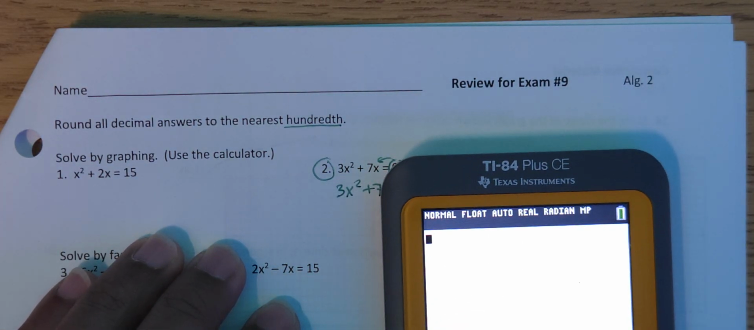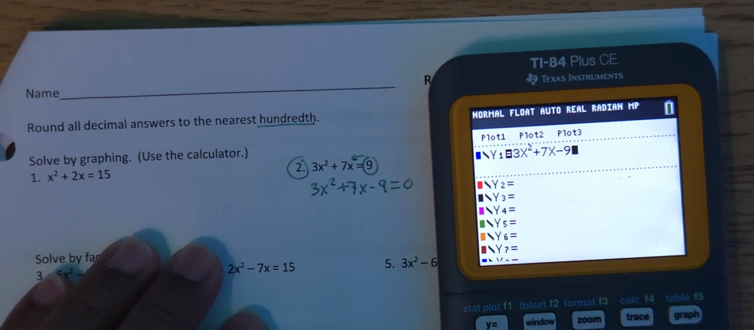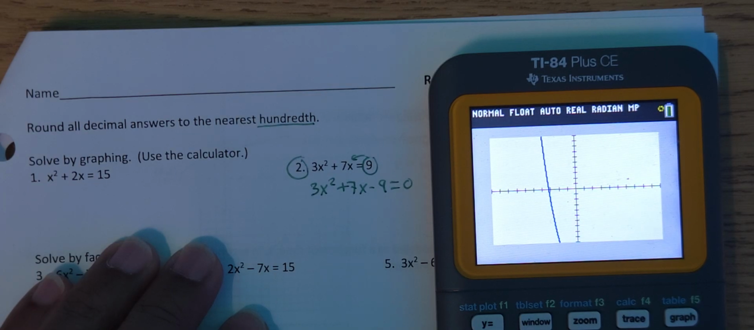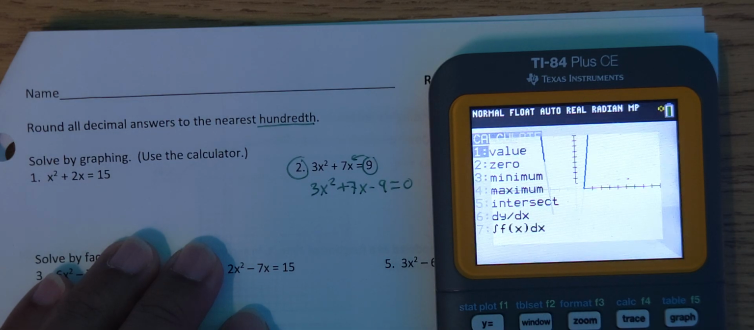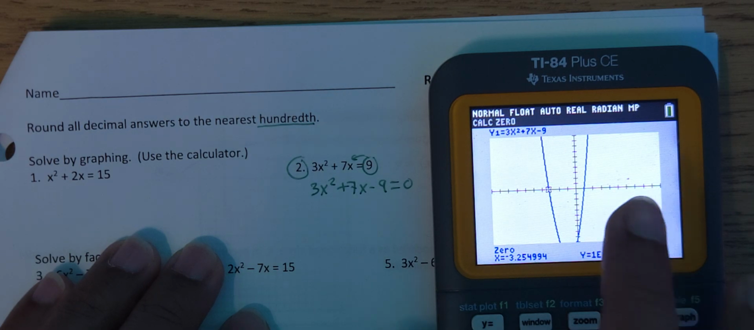Then I'm going to go to y equals on the calculator and enter that equation. Right, so there's the equation. I'm going to graph the function, and then we see the two intersections with the x-axis. So I'm going to press second trace. I want the zero, so I'm going to enter 2. It's asking me for the left bound before it crosses the x-axis, and then the right bound after it crosses the x-axis. So then the zero is at negative 3.2549. So I'm going to round this to negative 3.25.